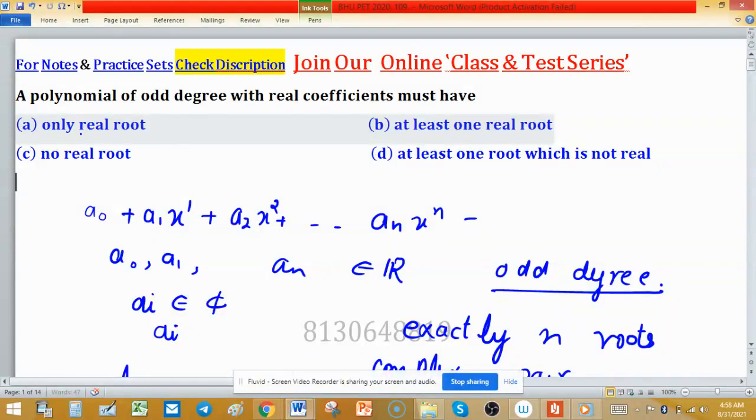Only one real root means option first, not only, at least one real root. Option B is true.